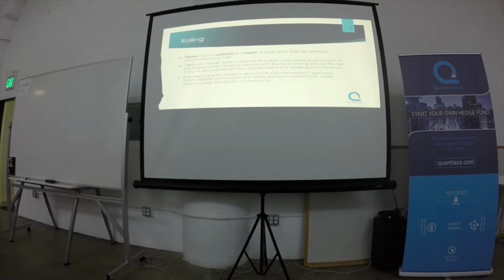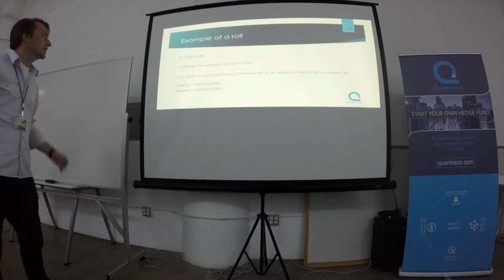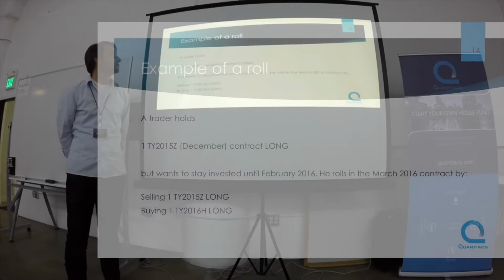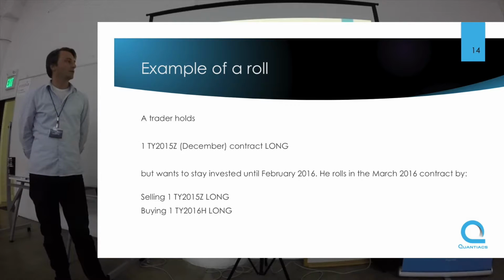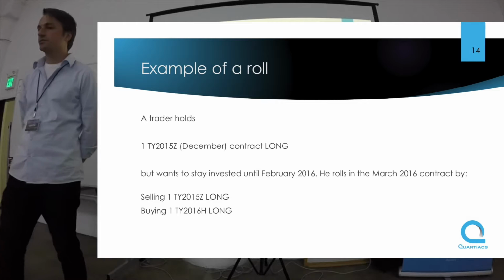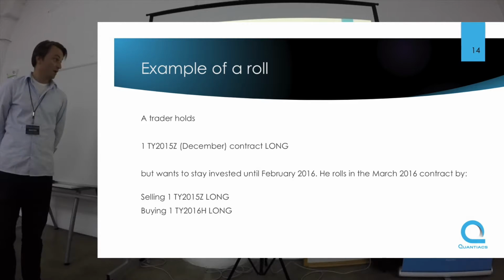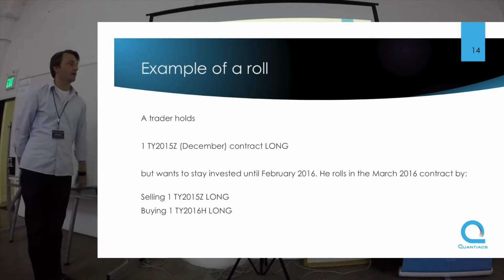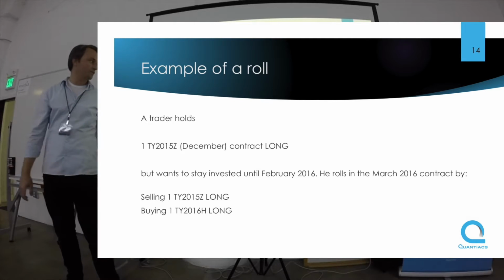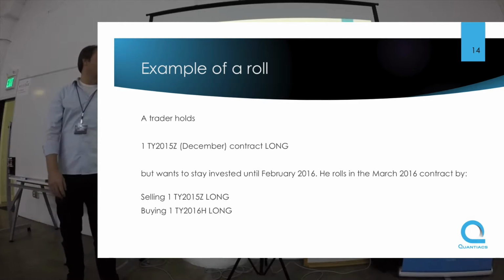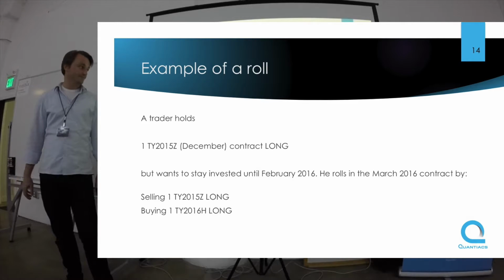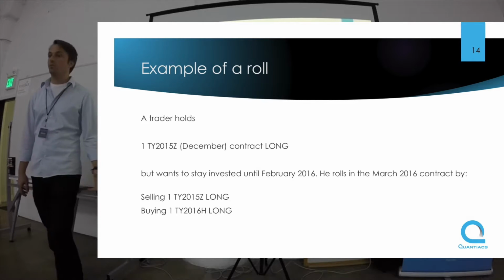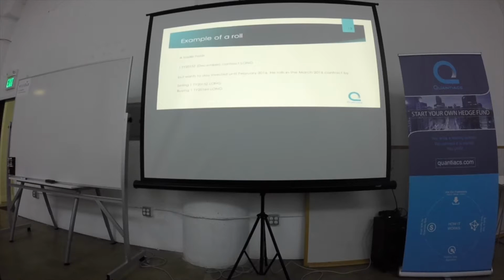We come to the mechanics of rolling a little later. Right here, let's assume I hold a 10-year note for 2015 December, but I want to be invested until February 2016, or at least longer until December. So what do I need to do? I need to sell my 2015 December 10-year note and buy instead, let's say, a March 2016 10-year note. So this would be a simple example of a roll.